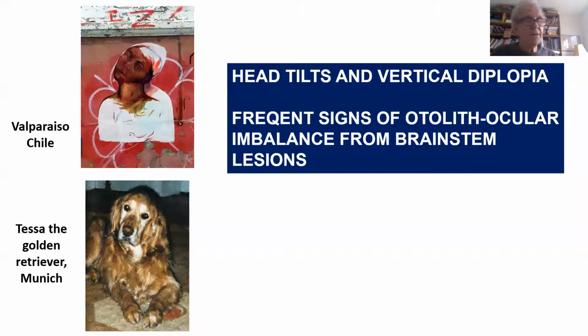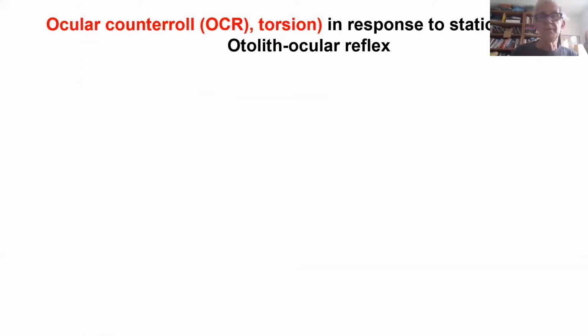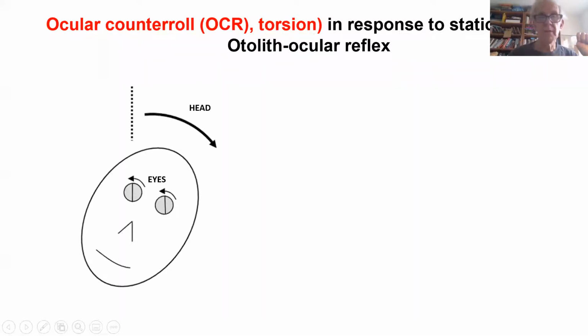When you see an ocular tilt reaction, vertical diplopia from a brainstem lesion, it's usually going to be, if it's not a muscle palsy, an otolith ocular disturbance. Comparable to nystagmus canals, and diplopia otoliths. So, ocular counterroll or torsion is the response to a static head tilt. It's called the otolith ocular reflex.